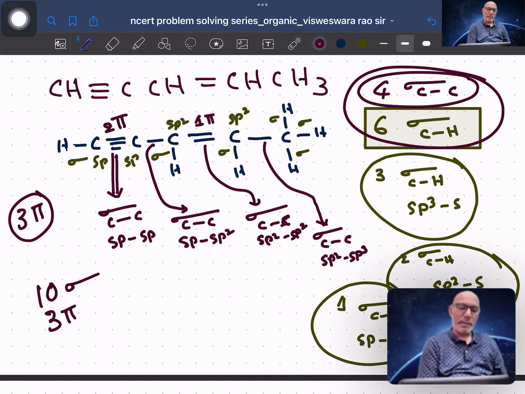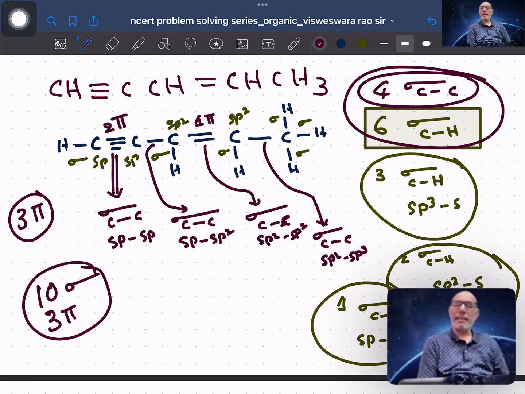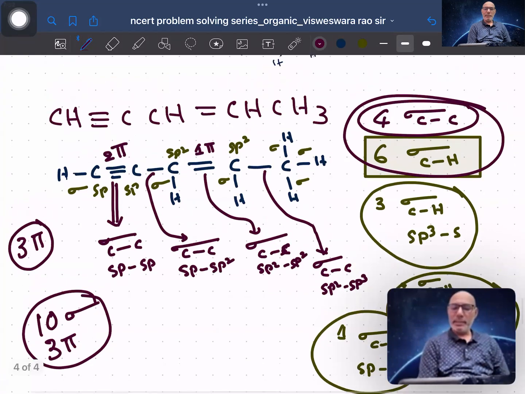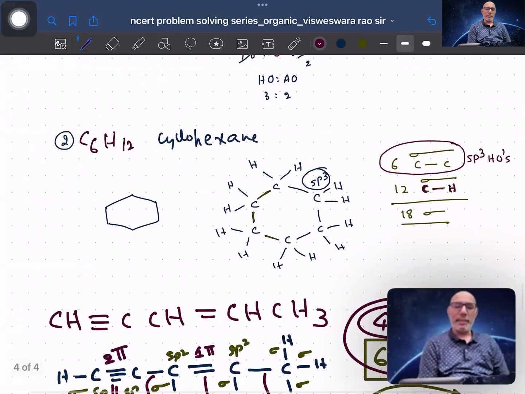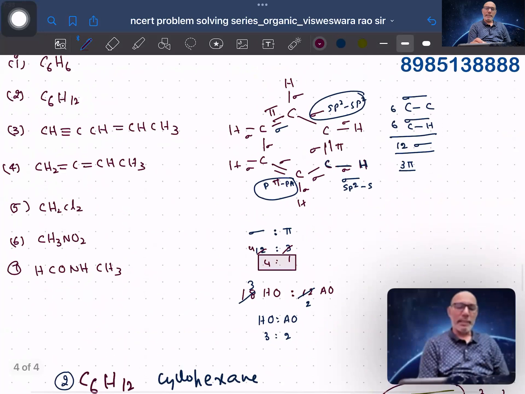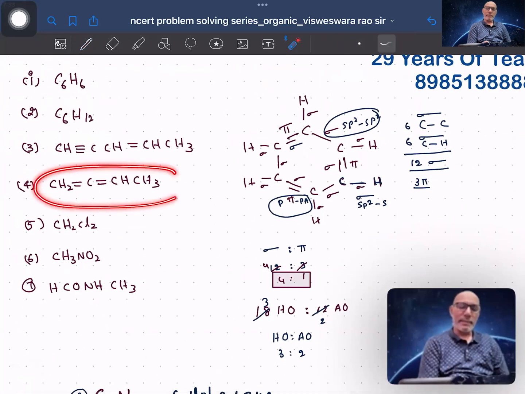The total number of pi bonds is already counted. Carbon has only p atomic orbitals, so all the carbon-carbon pi bonds are p-pi bonds only. That means p orbitals are involved. So like this, you can finish solving the problem. I think you can easily solve this question.